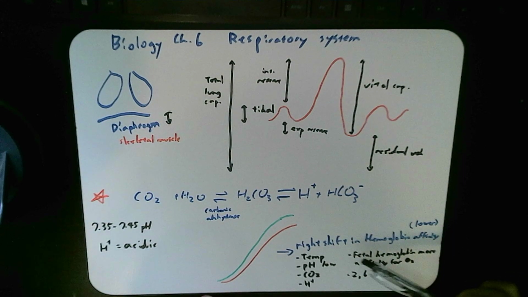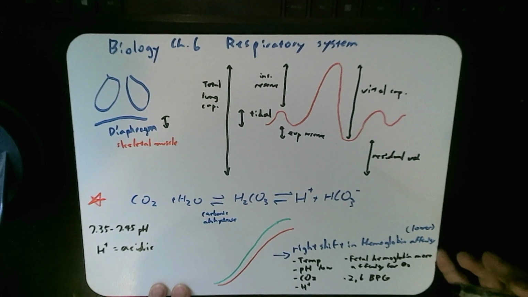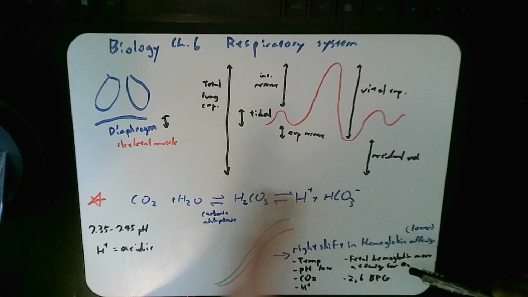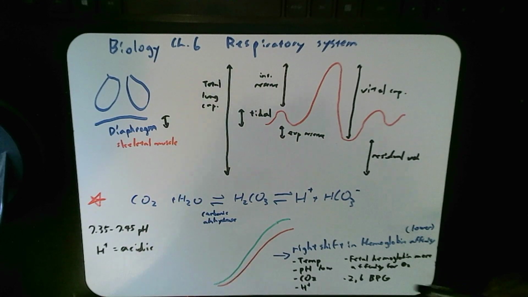Now, fetal hemoglobin, which is like the baby hemoglobin, has a higher affinity for O2, so its curve is more to the left, because they want to bind the O2 more than their mother and take up the oxygen for their development.